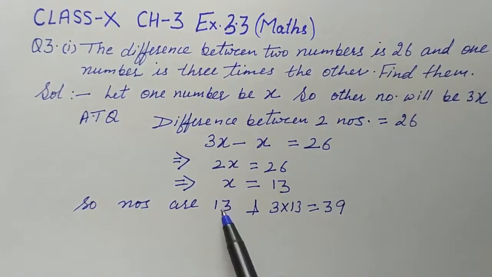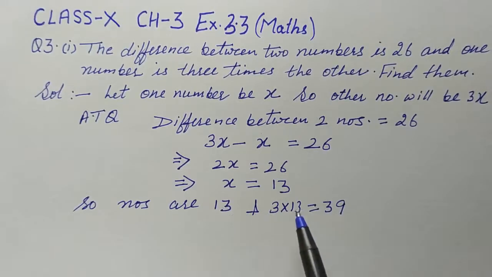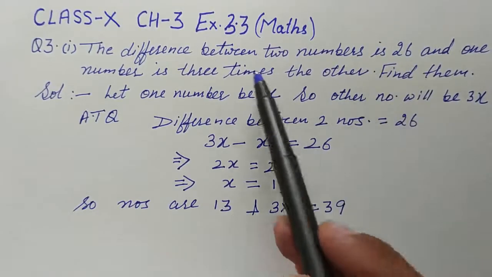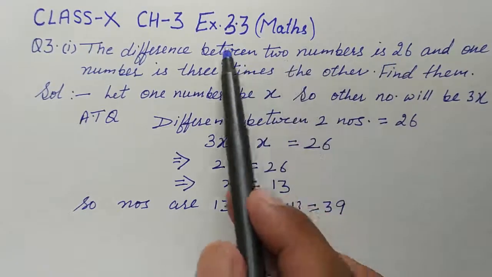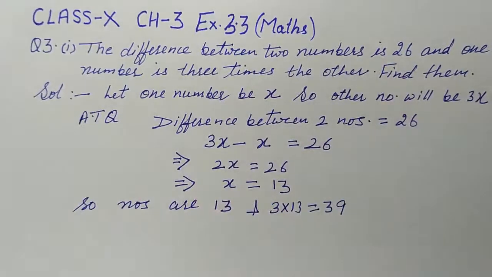Yes. And one number is 3 times the other. Yes, it is 3 times. 39 is 3 times of 13. So this way we can check the answers also, whether these are getting this equations satisfied or this statement satisfied or not. So this way we can do.